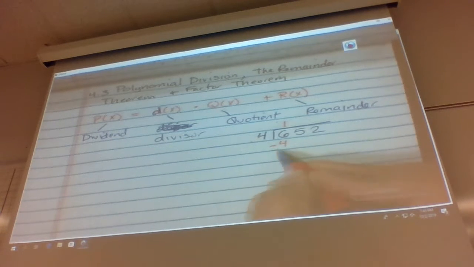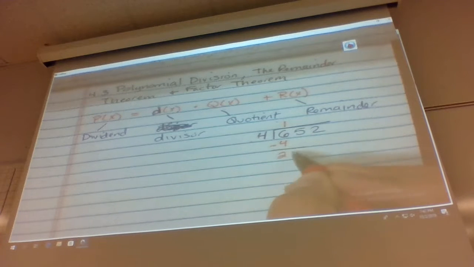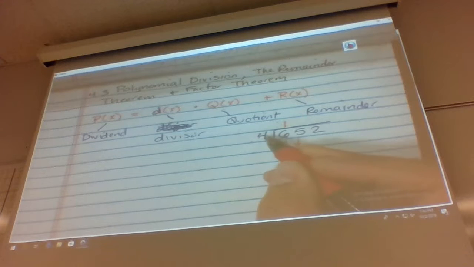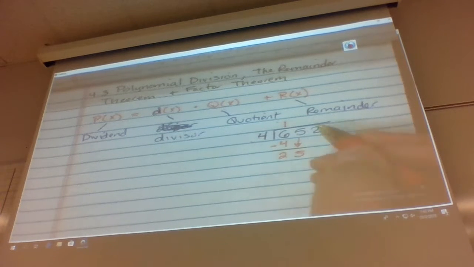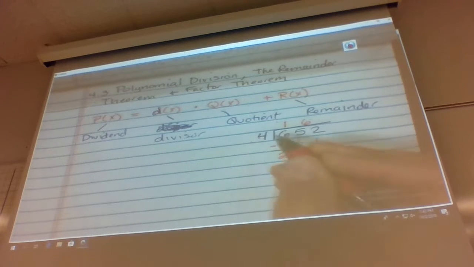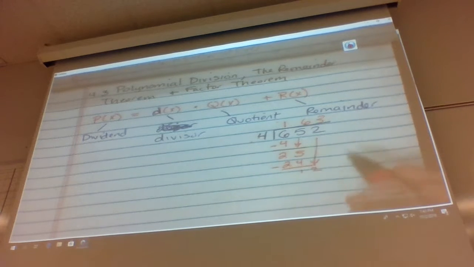And what would you put in here? Subtraction, right? And then this would be a 2, and then you would bring down the next number, and that was 5. How many times does 4 go into 25? It goes in 6 times. 6 times 4 was 24. We subtract. So on, we bring down the 2. And 4 goes into 12 3 times. That's 12, and you have a remainder of 0.